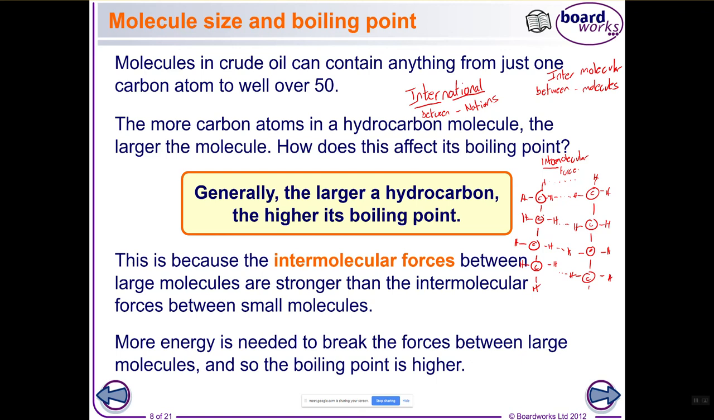And so the more carbons you have in a chain, the stronger these forces are, which means if you want to pull these molecules apart, you need more energy. Nice, Gabriel, yes. And if you need more energy, you normally use heat, and therefore they have a higher boiling point.